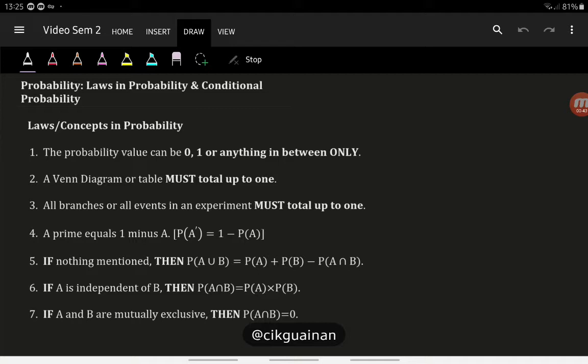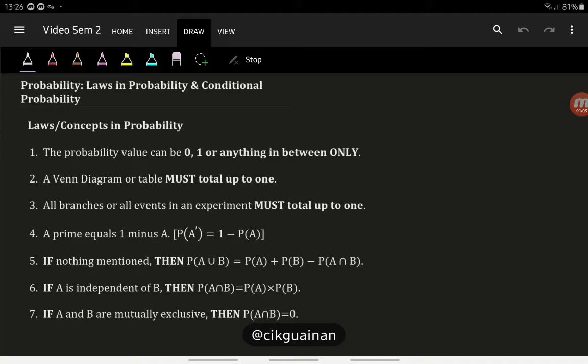The laws or concepts in probability, the useful ones. This might be a little bit different from the ones you see in books. Not really different in a way that it's totally different. It's just that this is the way I arrange it.